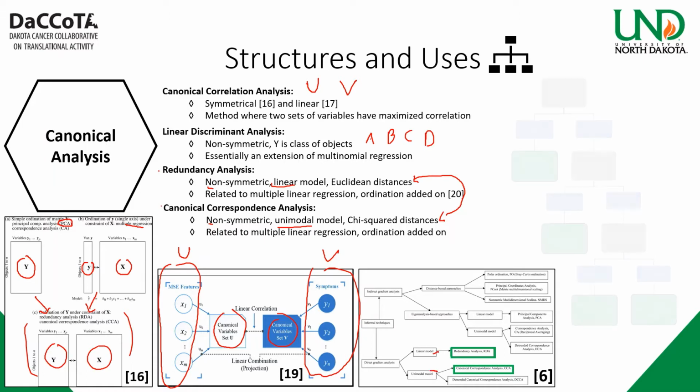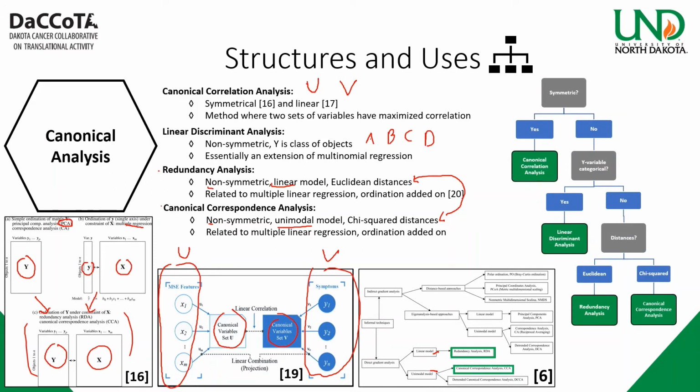So with all that put into place, I have this nice little classification chart that I put together to distinguish between them. So is it symmetric? Well, yes, then that's going to be the canonical correlation. If not, ask whether the y variable is categorical. If yes, linear discriminant analysis. If not, what are the distances? If they're Euclidean, that's going to be redundancy. And if they're chi-squared, canonical correspondence.